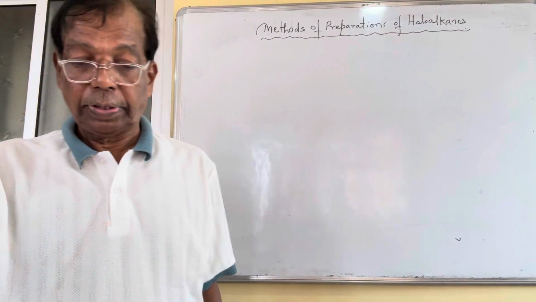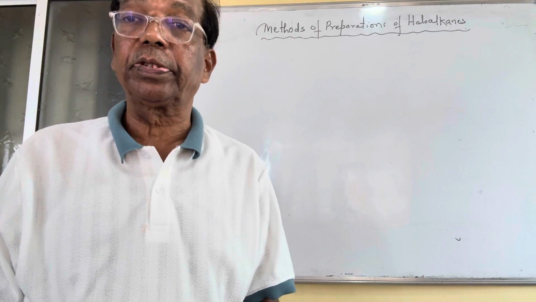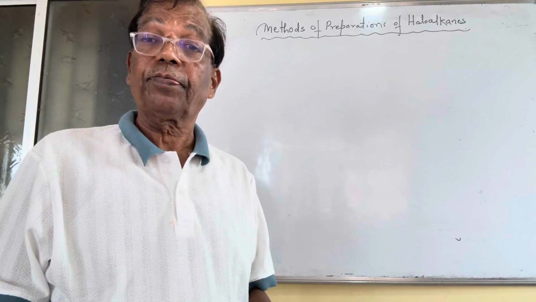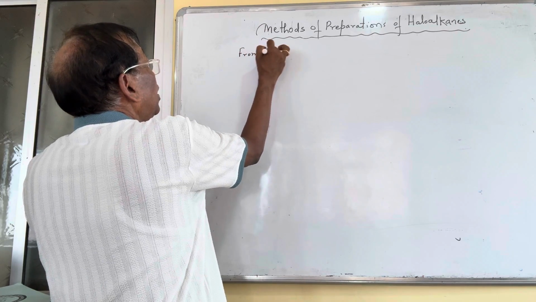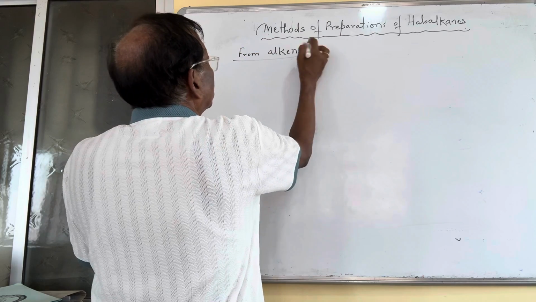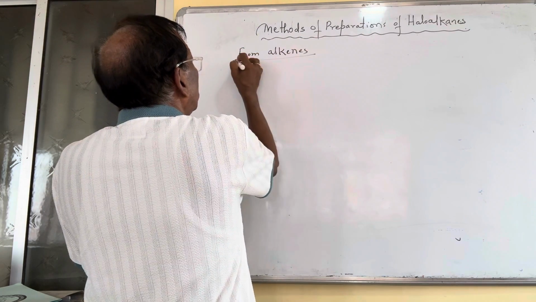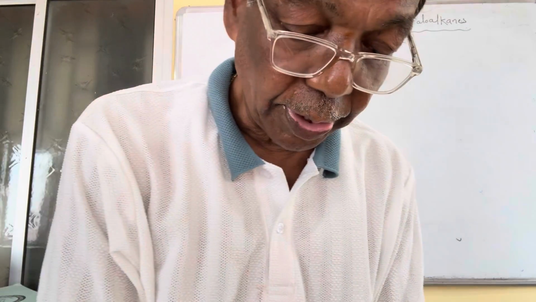In my today's video, I am explaining now again further methods of preparation of haloalkane. That is from alkenes. When I say alkenes, meaning compound containing the double bond. These are hydrocarbon with double bond.